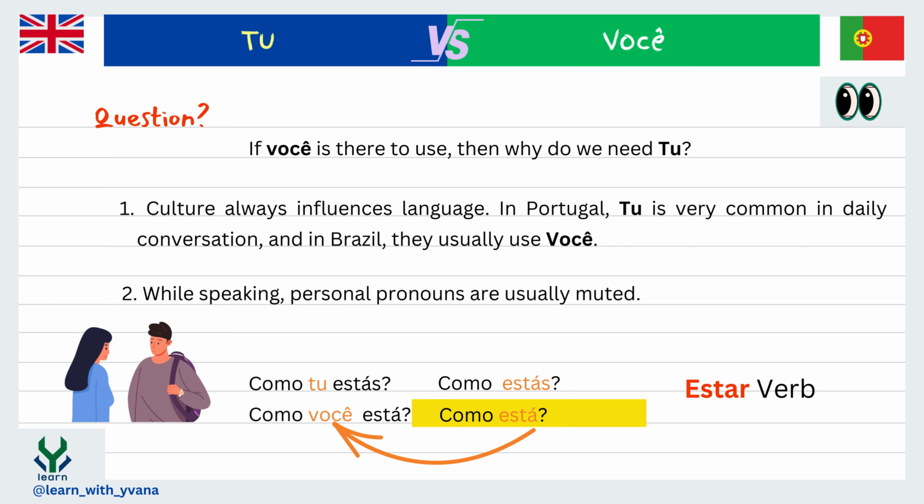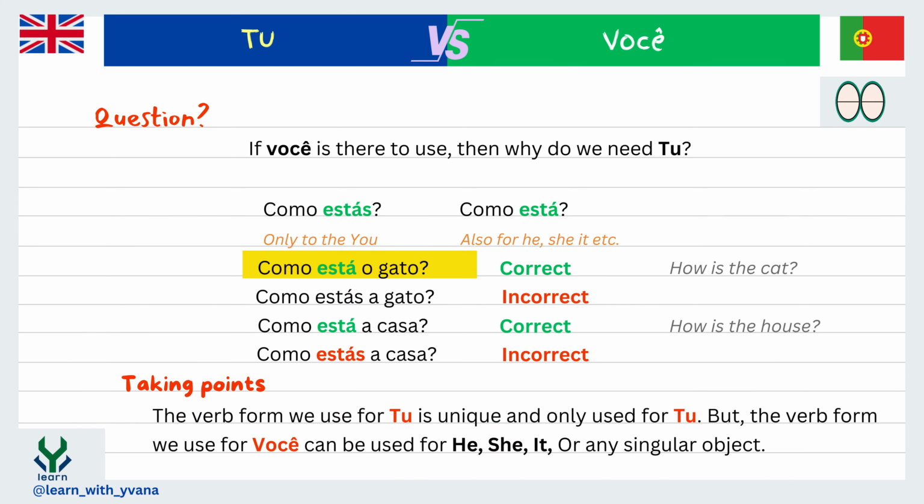If you want to say how is the cat, that is ¿Cómo está o gato? Here if you notice, if we talk about the cat, it uses the same verb form as the você, that is está. This is the reason that in Portugal, tu is used in daily conversation, because the verb form of tu only refers to the person. Como estás relates only to the personal pronoun you, and in Portuguese it is tu. And como está can refer to you, he, she, or even objects.